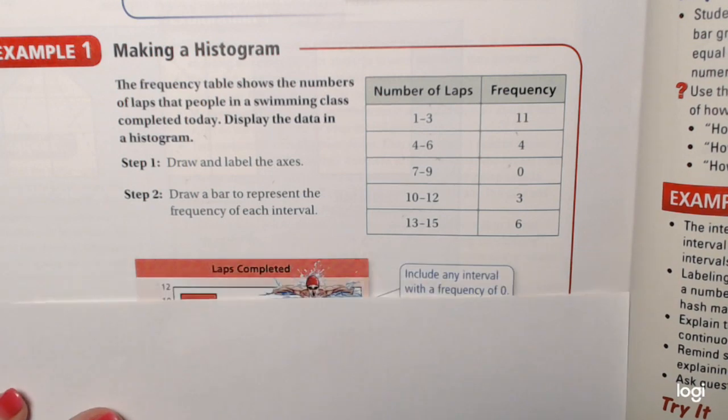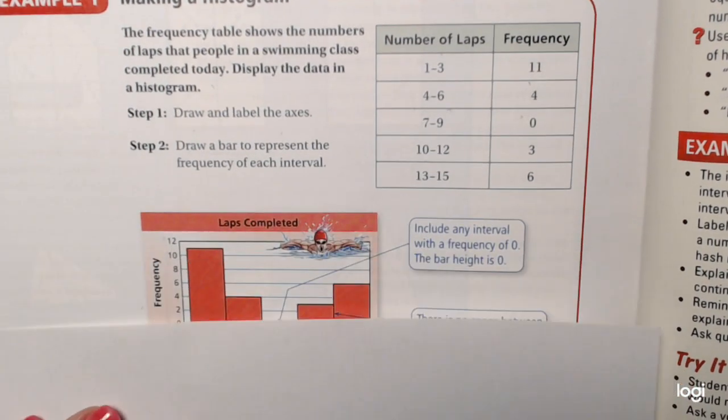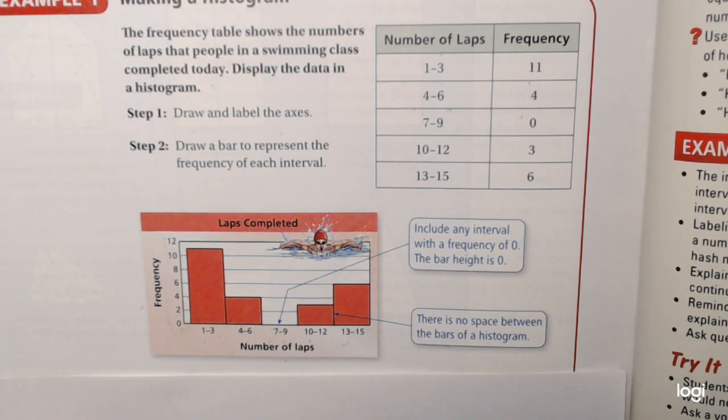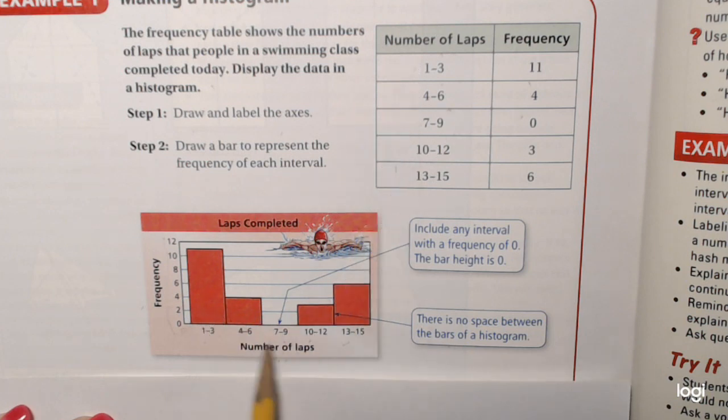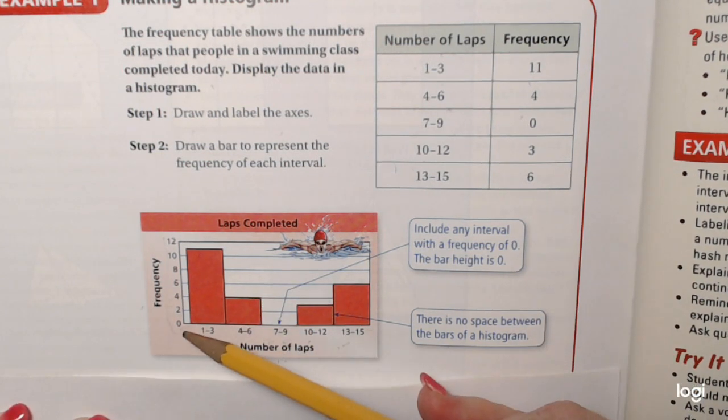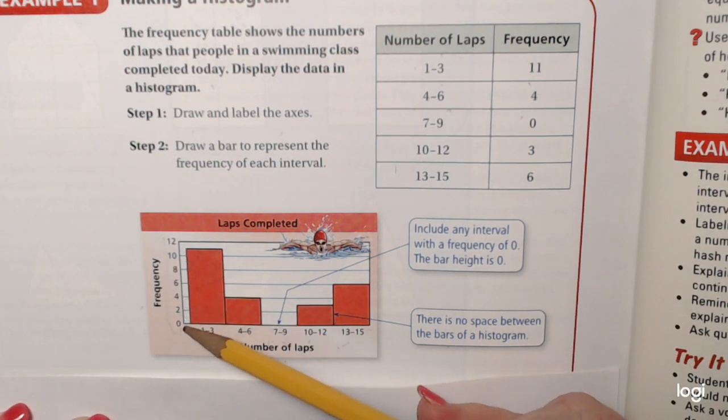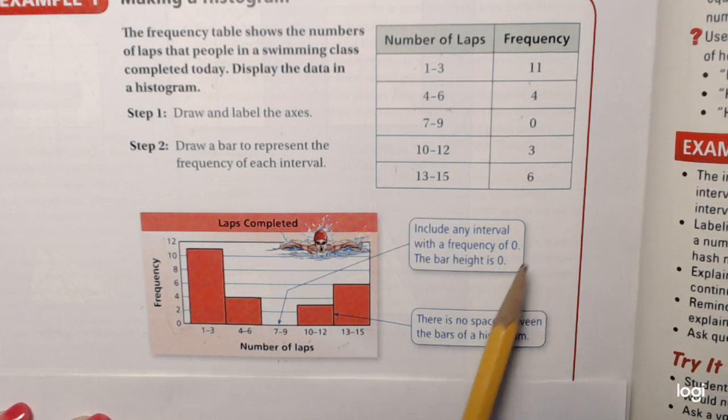So somebody made here a frequency or a histogram for us. And the histogram shows the laps completed. We have here a number of laps. They're in these intervals listed on the bottom. The frequency shows the amount. Okay, they did not count by ones. If you notice, they decided to count by twos.